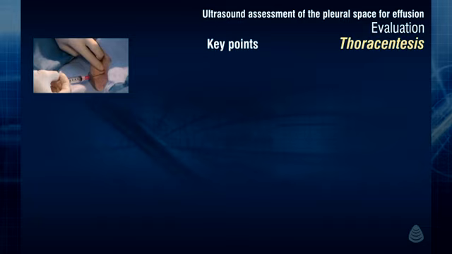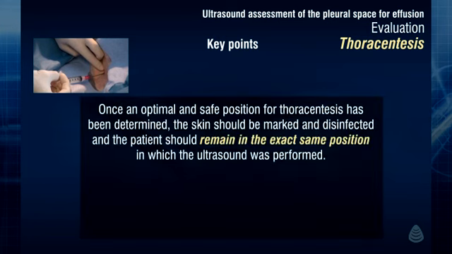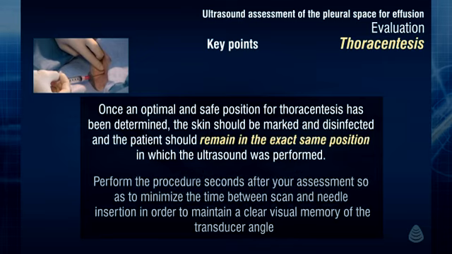Two other essential points to ensure the efficiency and safety of the procedure are that once an optimal and safe position for thoracentesis has been determined, the skin should be marked and disinfected, and the patient should remain in the exact same position in which the ultrasound was performed. Also, make sure you perform the procedure seconds after your assessment so as to minimize the time between the scan and the needle insertion in order to maintain a clear visual memory of the transducer angle.